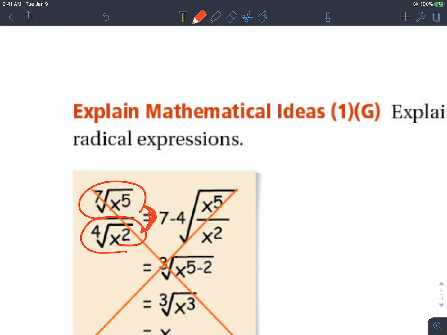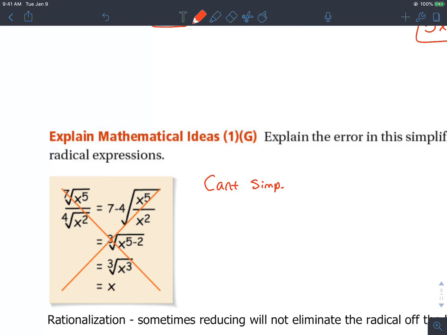These certain radicals with fractions, but I don't think they were wanting us to go there. So I wouldn't worry too much about that. I would just say you can't simplify this right now. You just leave it like that.